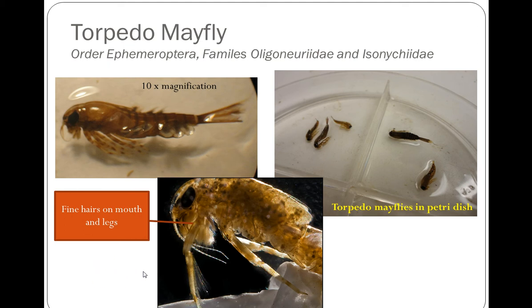But the main characteristic we use to identify torpedo mayflies is the hair on their mouth parts and legs. It's best to look at this under higher magnification, probably 30 times on your microscope, with light shining up from below. That will help illuminate the hairs and make them easy to see.